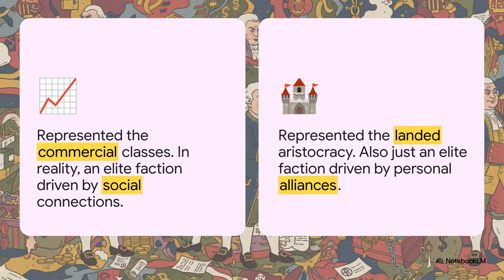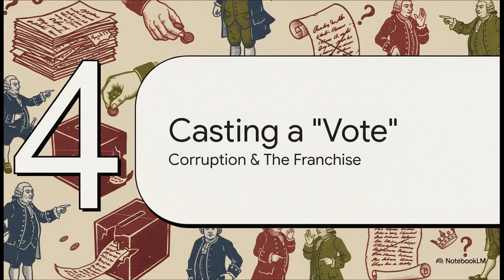Even the so-called political parties, the Whigs and the Tories, weren't parties like we think of them today. You could say the Whigs were loosely tied to new money and business, and the Tories to the old landed families. But really, they are more like rival factions of the exact same tiny elite, basically competing for power through their social networks.